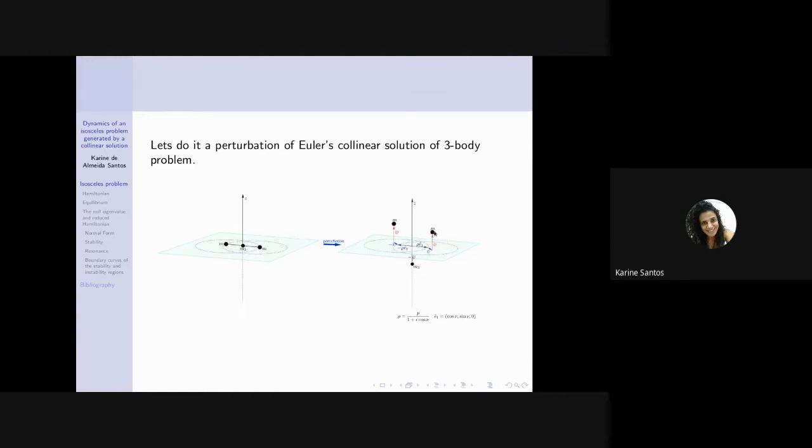Because of the symmetry, we look at the movement of these masses. And here, when we move these masses up, for the center of mass to remain at the origin, the third mass comes down to here. Here we have the radius of the ellipses and their eccentricity. So here we have this elliptical movement.